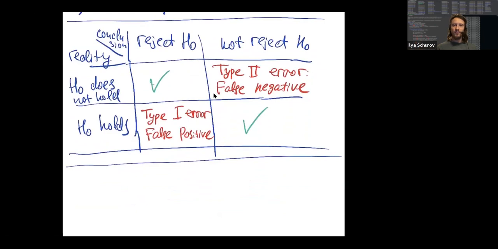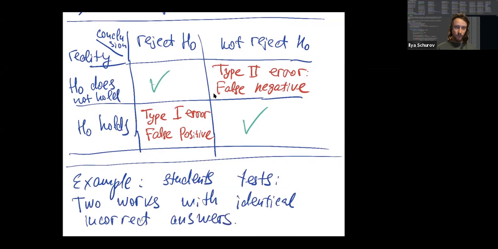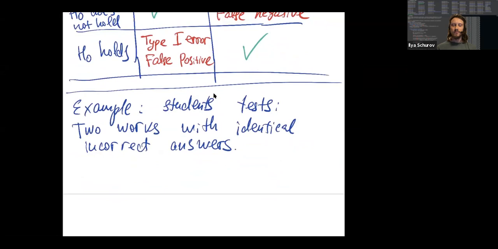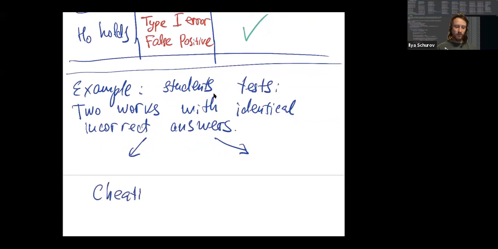Which possibilities do we have? So, for example, I have two works with identical incorrect answers. So, what can I suspect? That they cheated? Yes, I suspect that they are cheating. So they are just copying. One of them just copied answers from another. Others started using the same wrong notes? Yes, it is also possible.